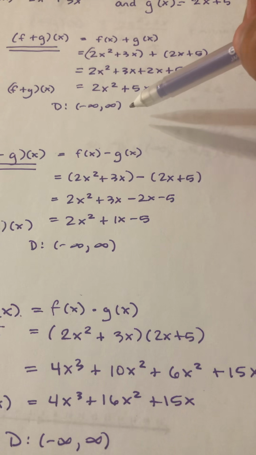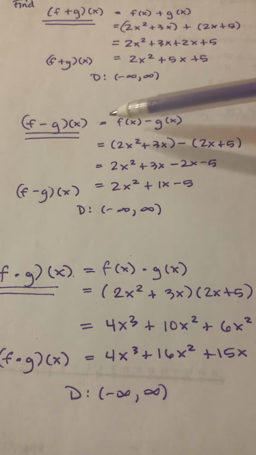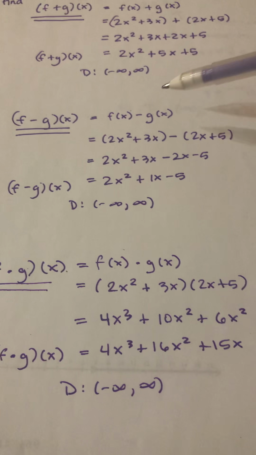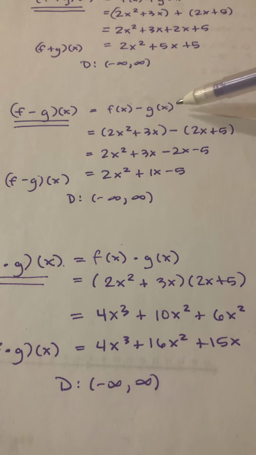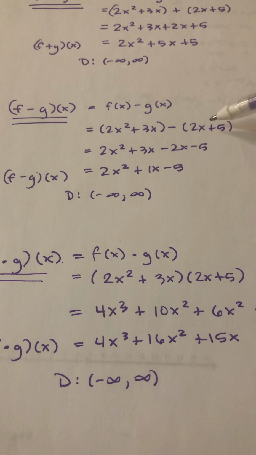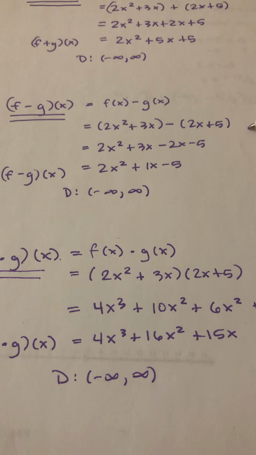And just in case they're asking us, this is a polynomial function, which means our domain should be from negative infinity to positive infinity. If we continued on with these operations, saying we wanted to do f minus g of x, this means I'm taking f of x and subtracting the function g of x from it. Again, I start by putting both functions in parentheses: 2x squared plus 3x minus the quantity 2x plus 5.